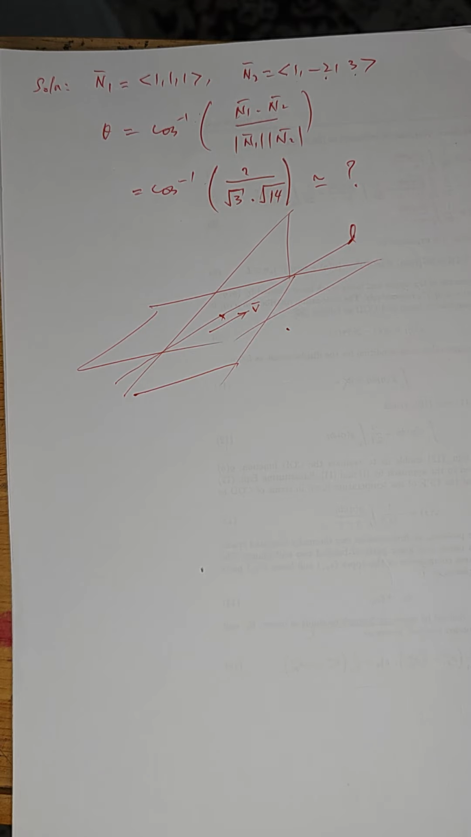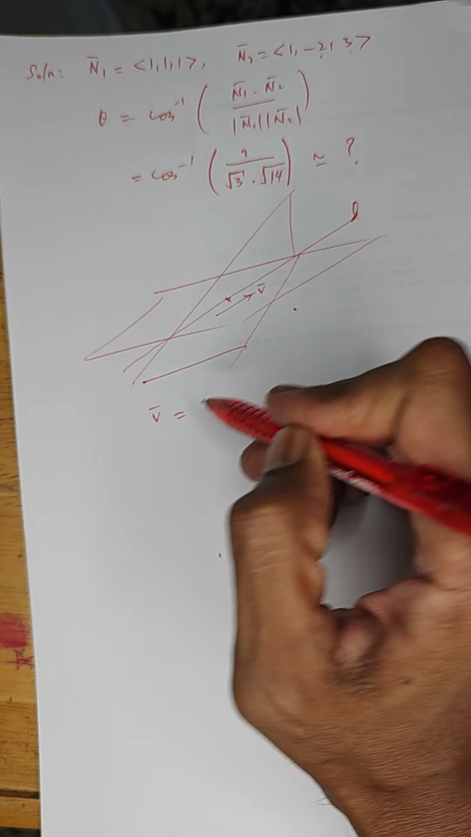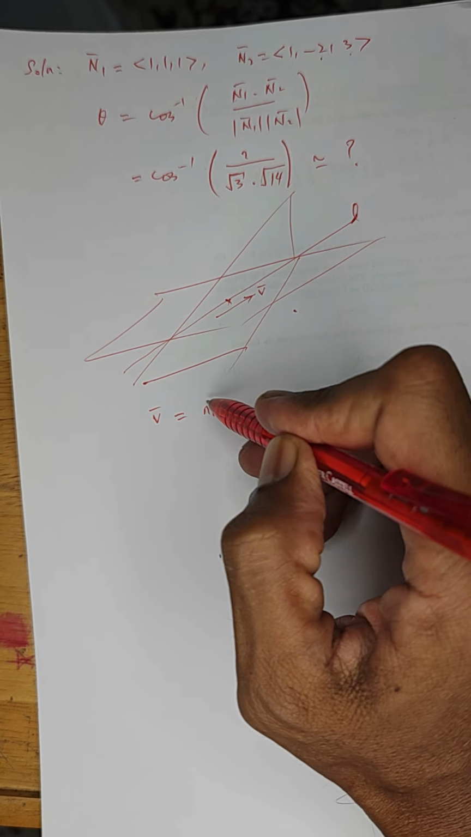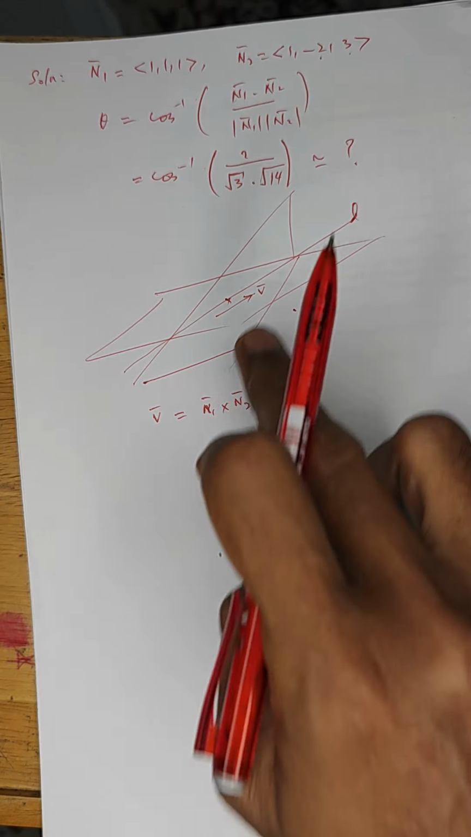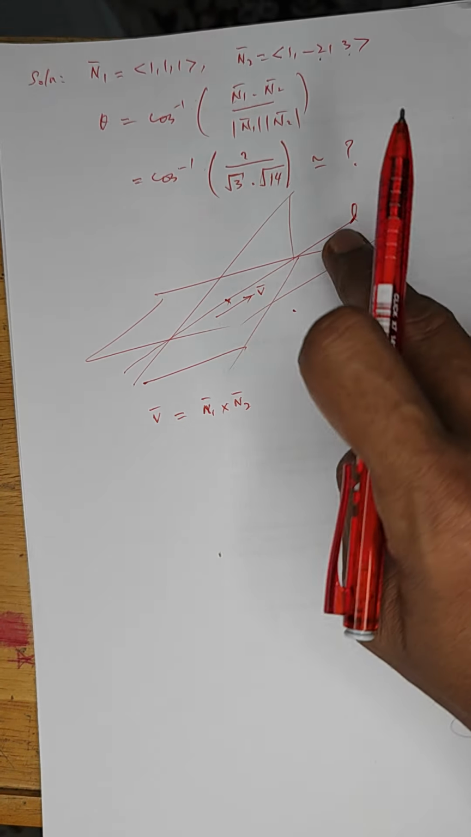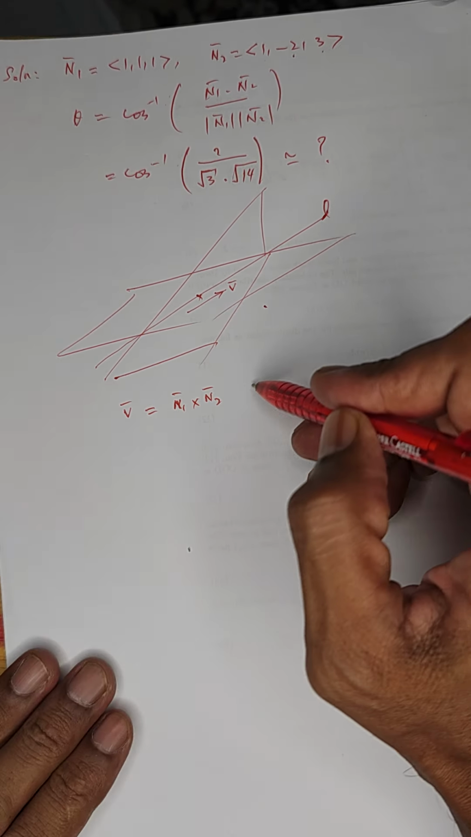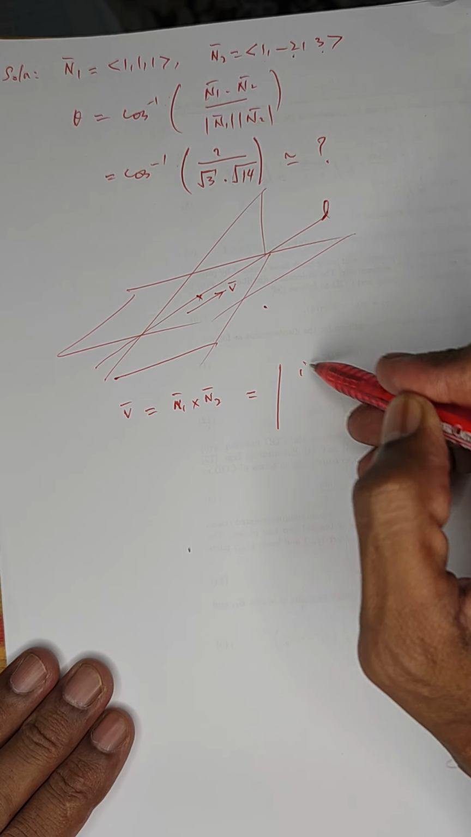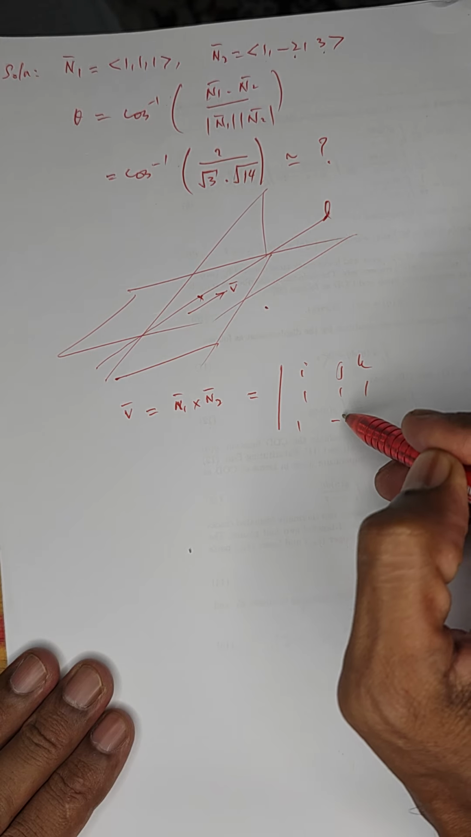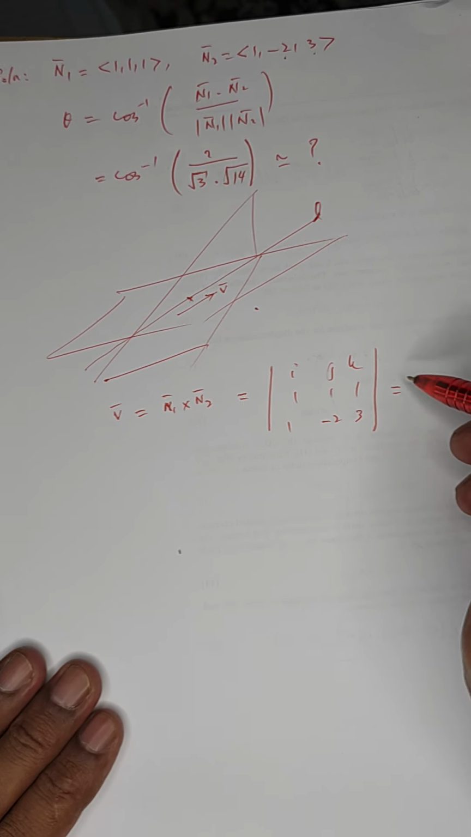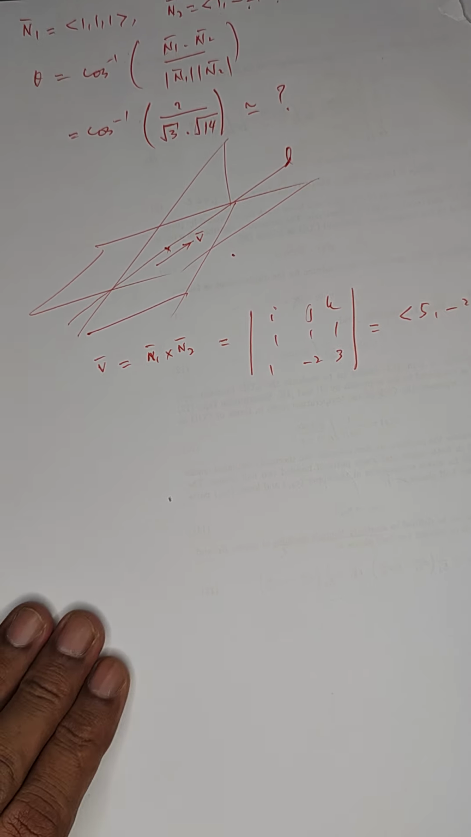To find the vector V, it is just n1 cross n2. Then you get the vector that is parallel to the line of intersection. So you can set up i, j, k with 1, 1, 1 and 1, minus 2, 3. You can easily find that this gives (5, -2, -3).